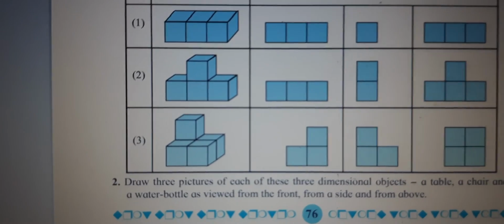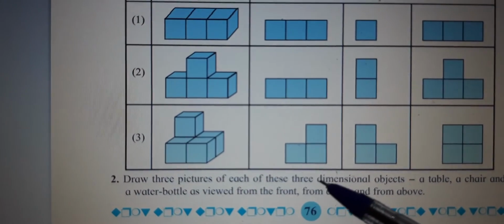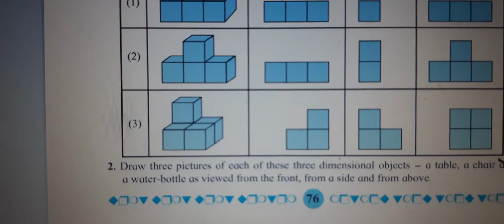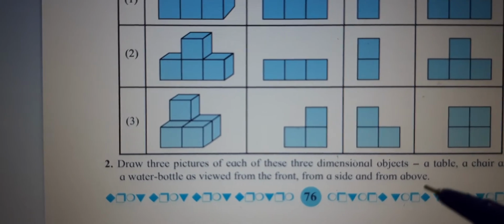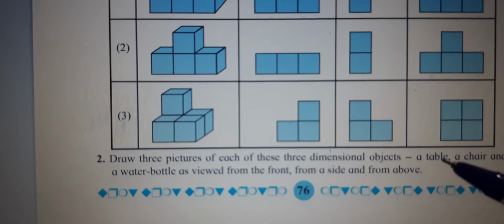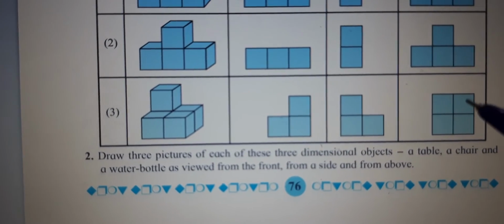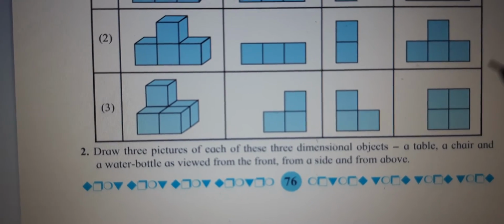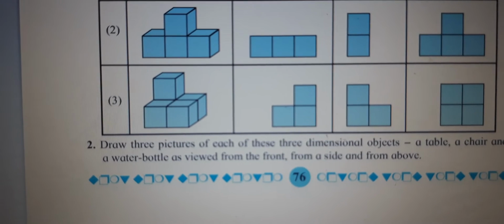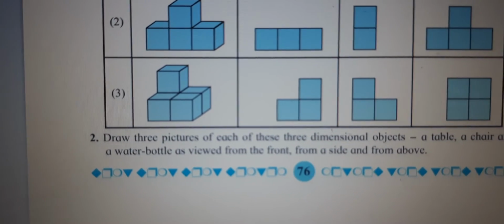Now second is draw 3 pictures of each of these 3-dimensional objects. This is what is given: a table, a chair and a water bottle, as viewed from the front, from a side and from above. So this you have to do. You draw 3 pictures of a table, a chair and a water bottle. Okay, I'll show you one, that is the water bottle. Table and chair you have to do on your own.